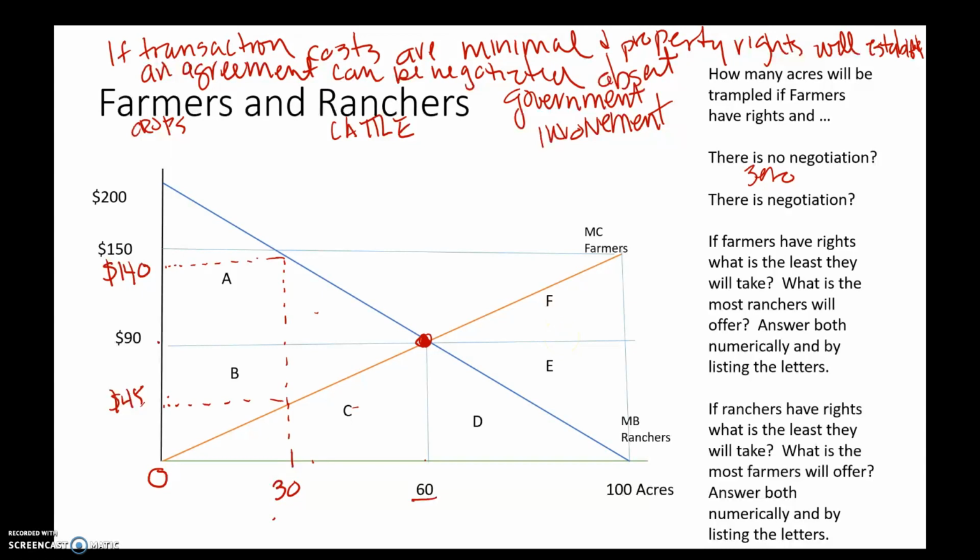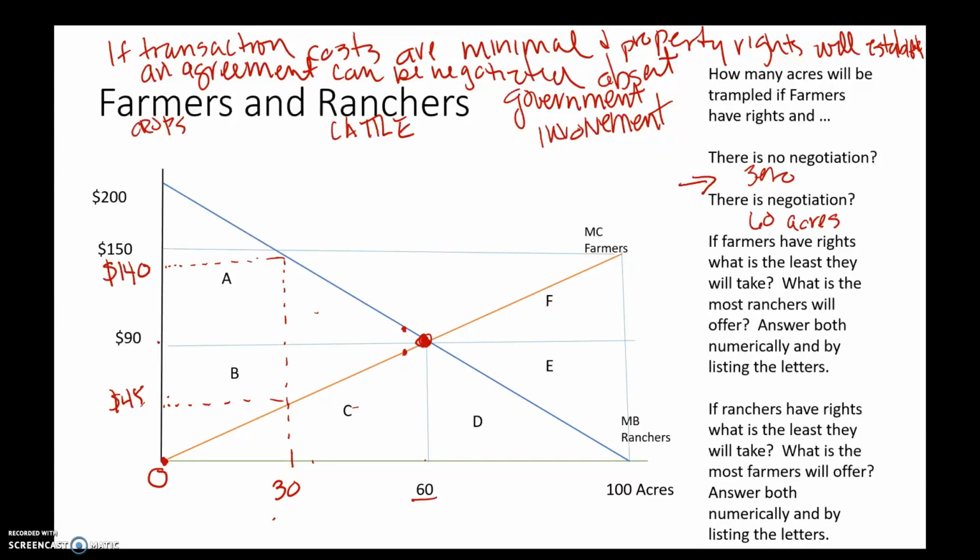So the question then, if the farmers have rights and there's no possible negotiation, they're basically just going to say 0. You can't trample anything. But if there is negotiation, they're going to negotiate to 60 acres, again because it's worth it to the ranchers to pay, and it's worth it for the farmers to receive in any of the amount of acres when the benefits to the ranchers are greater than the cost to the farmers, because the ranchers are going to pay them off.